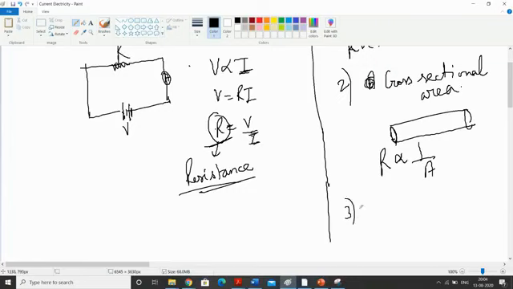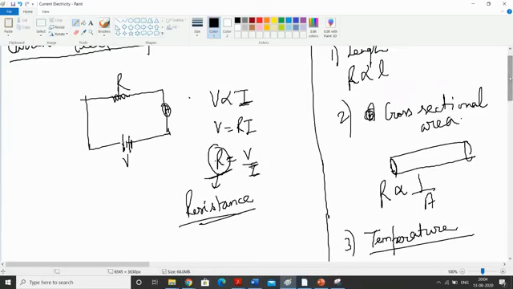Third factor is temperature. So if we increase the temperature in the metal, resistance increases. Why does the resistance increase in the metal if you increase the temperature? Because resistance happens due to the collision of the electrons which are flowing from one end to the other end, right? So when we increase the temperature, collisions increase, and that's why resistance increases in the metal.